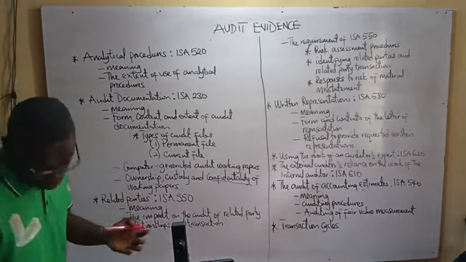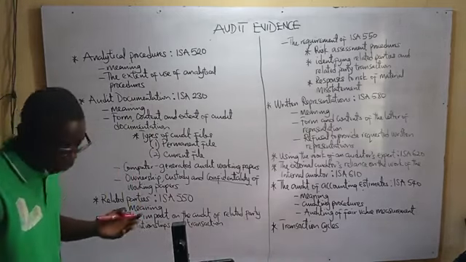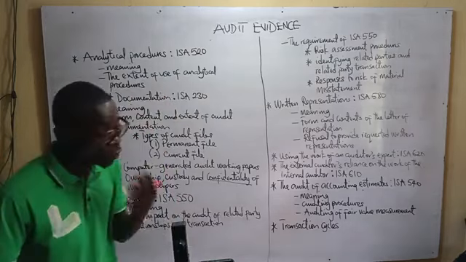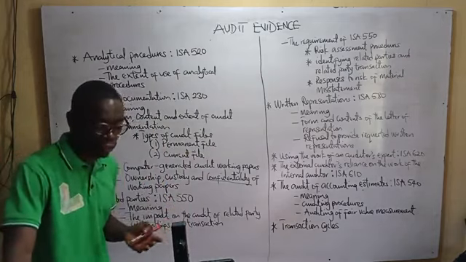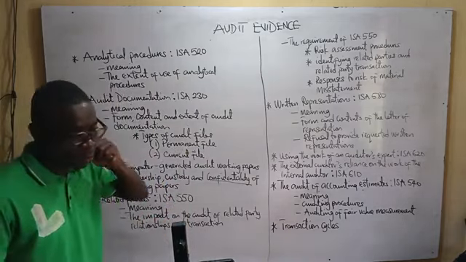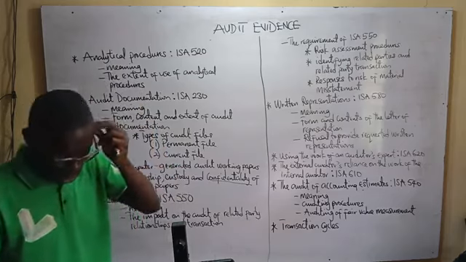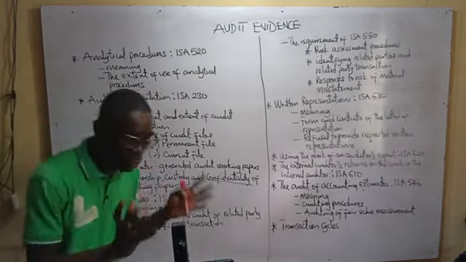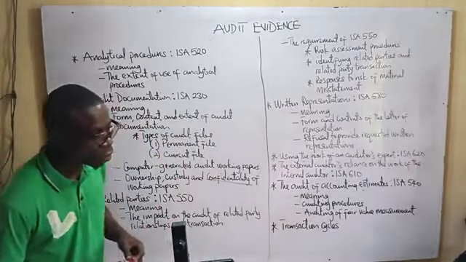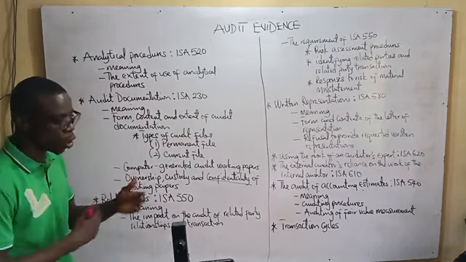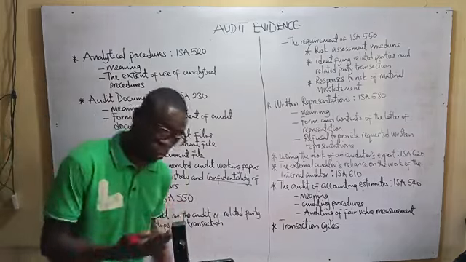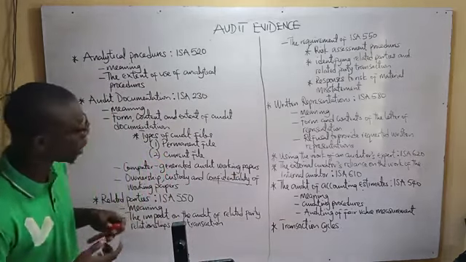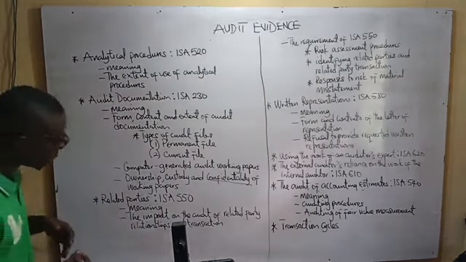Examples of related parties. We have directors and key members of the organization. Family members of the owners of the business are also related parties. When you have companies in the same group, like a subsidiary, are you getting what I'm saying? The relationship between parent and subsidiary or associate can also be a related party. These are examples of related parties.